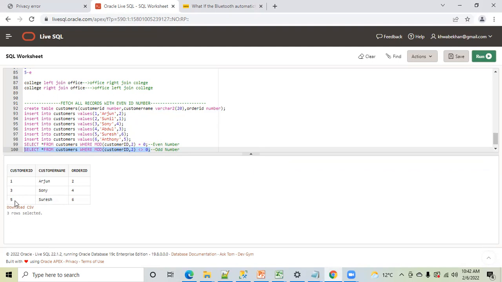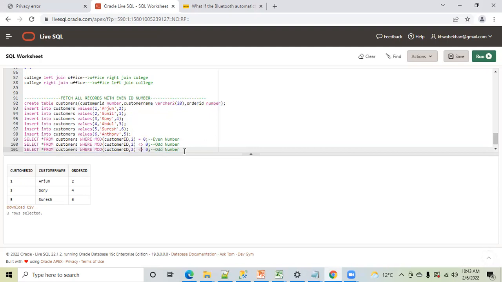So guys, did you understand the concept of mod? Understood, sir. So mod is just a remainder. It is telling you to divide this by 2. If the remainder is equal to 0, it is an even number. If it is not equal to 0, it is an odd number. It is not with 2 only. You can use it with any number.